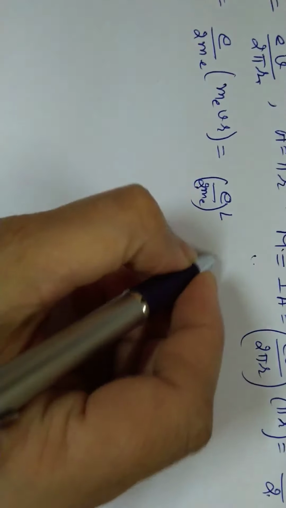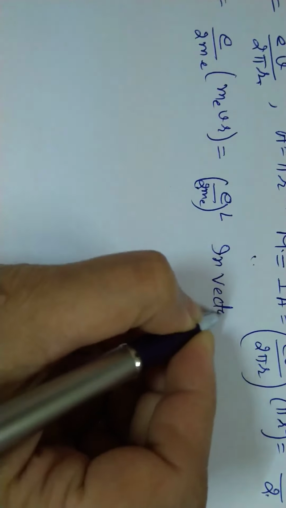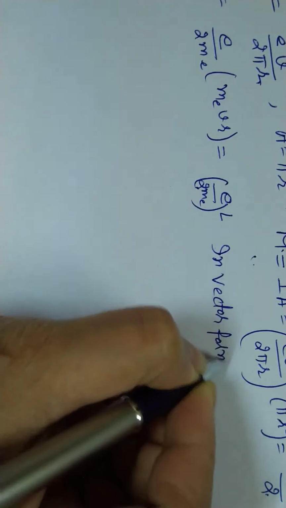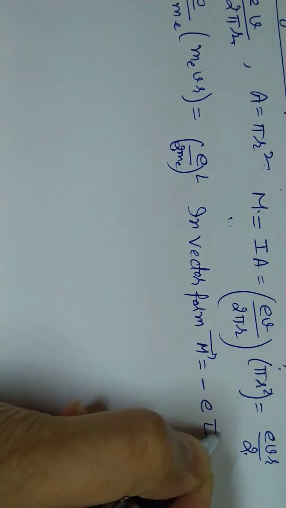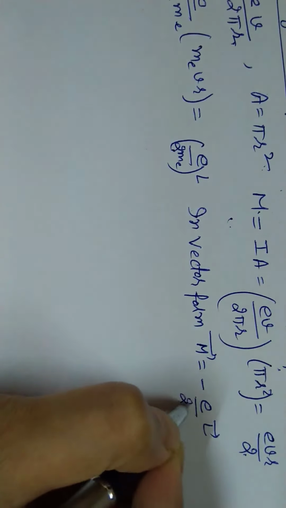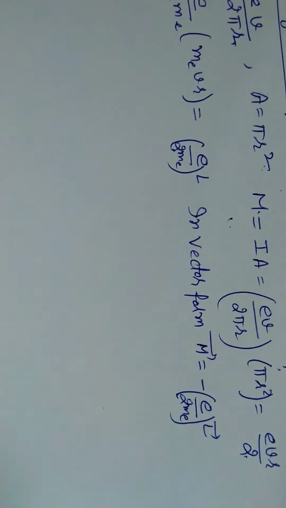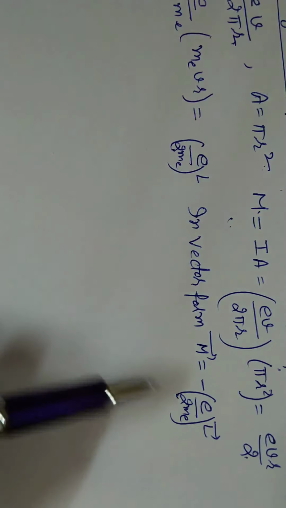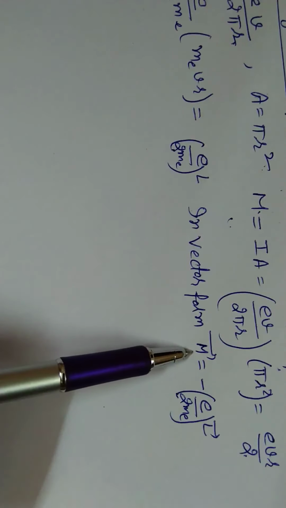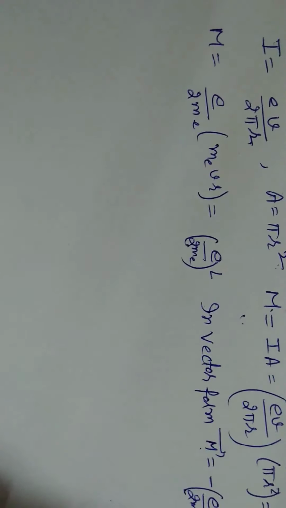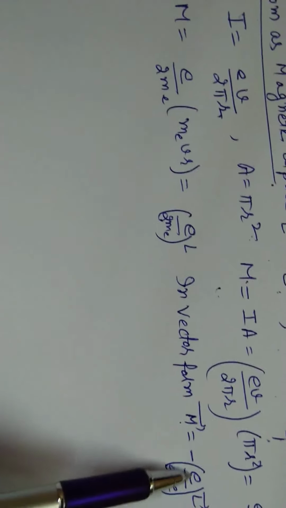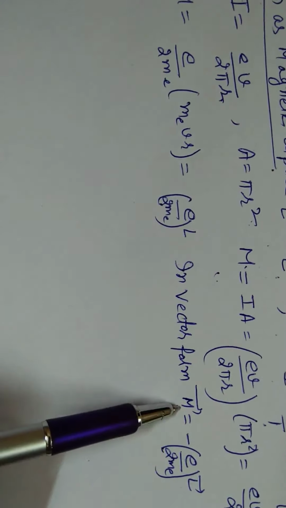And when we put it in vector form, what do we have? The vector m equals minus e, L vector upon 2 m_e. Why do we put this negative sign? Because the charge on the electron is negative. So it means the magnetic dipole moment and the angular momentum of an electron revolving in an atom are in opposite directions.